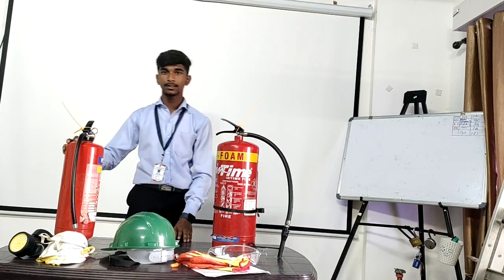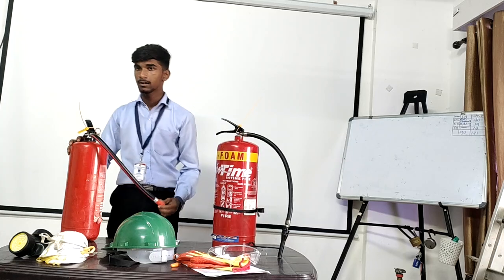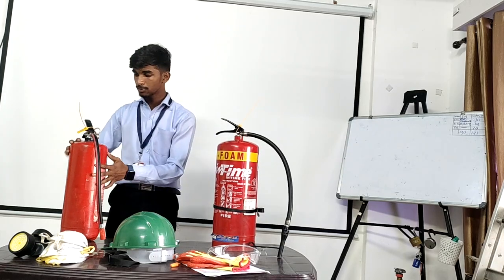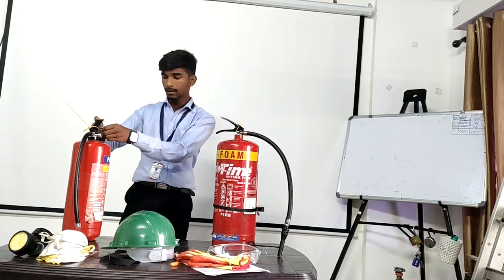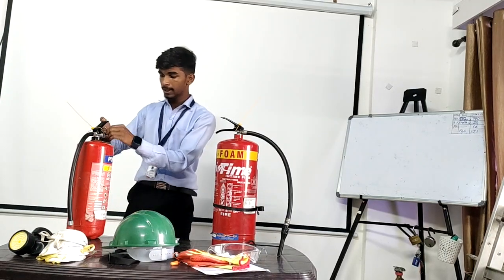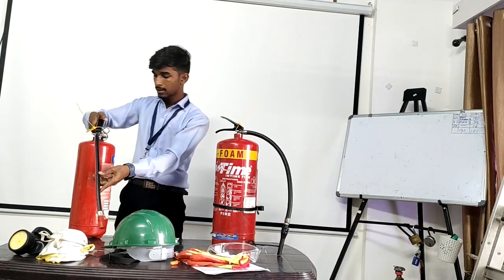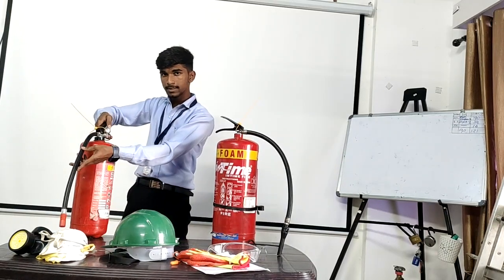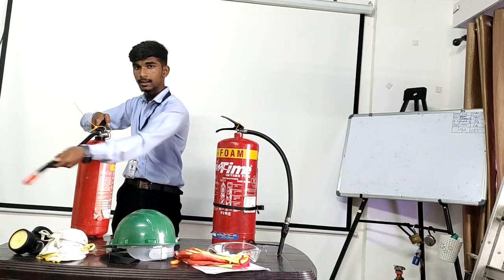The process of using a fire extinguisher is known as PASS. P refers to pull the pin, that is over here. A refers to aim at the base of the fire. S refers to squeeze the handle. S refers to sweep side by side.